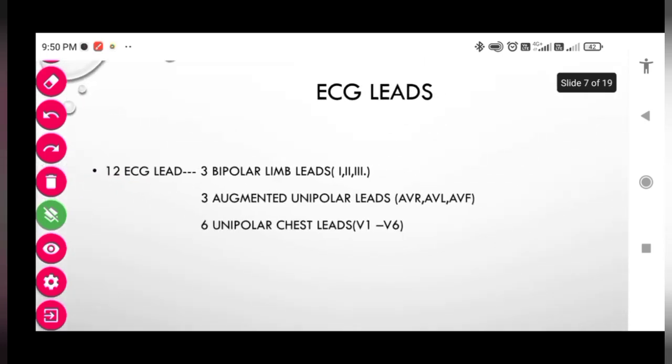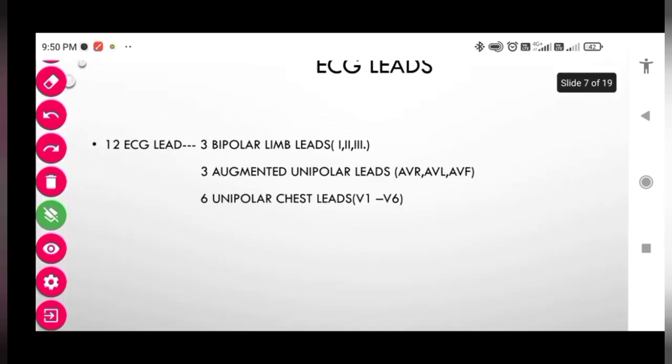Next, coming to different ECG leads. What are the different ECG leads? There are 12 leads to record an ECG: 3 bipolar leads, 3 unipolar augmented leads, and 6 unipolar chest leads or precordial leads. What do the leads do? These are the electrodes which record the electrical activity of the heart. So let us see one by one.